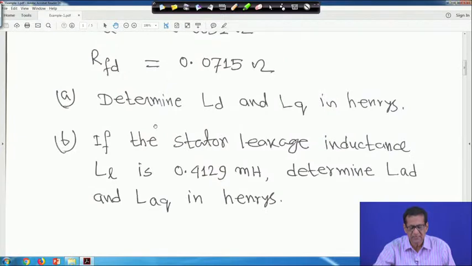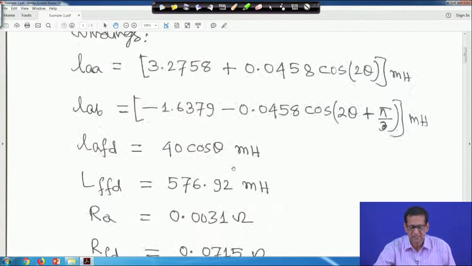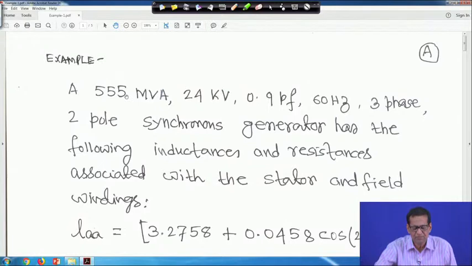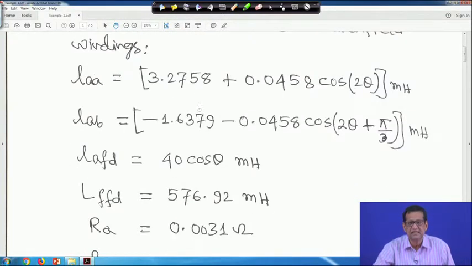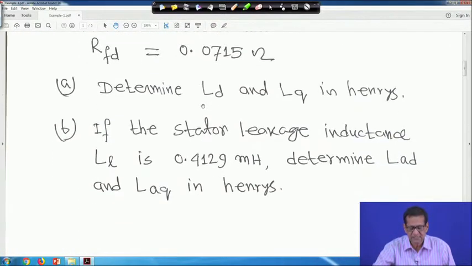So what you have to determine? You have to determine LD and LQ in henries. B, if the stator leakage inductance LL is 0.4129 millihenry, you have to determine LAD and LAQ in henries. So this is the problem. The generator is 555 MVA 24 kV 0.9 power factor 60 Hz 3 phase 2 pole synchronous generator, and all these parameters are given. So you have to determine LD and LQ, and if LL is given, you have to determine LAD and LAQ in henries.